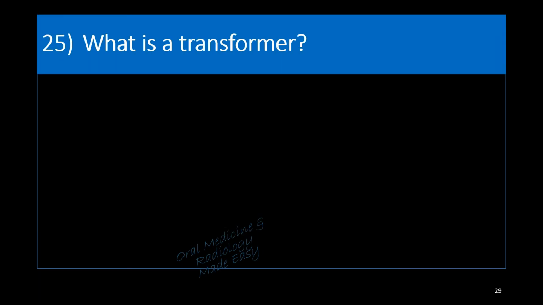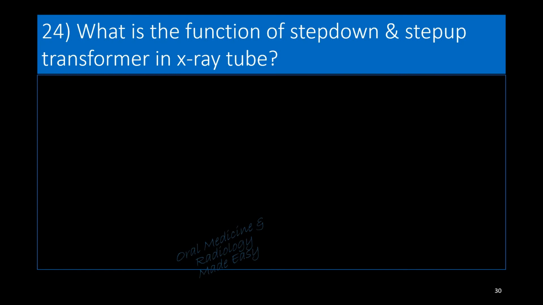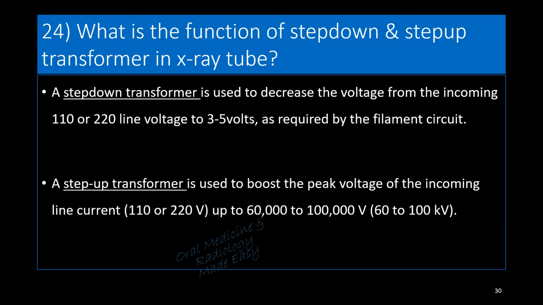What is a transformer? A transformer is a device used either to increase or decrease the voltage in an electric circuit. What is the function of step-up and step-down transformers in an X-ray tube? A step-down transformer is used to decrease the voltage from the incoming 110 or 220 line voltage to 3 to 5 volts as required by the filament circuit. And a step-up transformer is used to boost the peak voltage of the incoming line current, 110 or 220 volts, to 60,000 to 1 lakh volts, 60 to 100 kV.